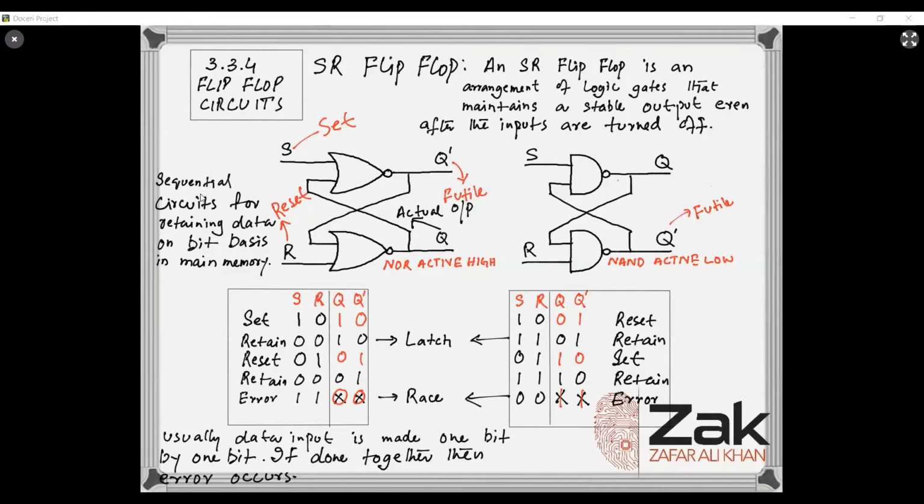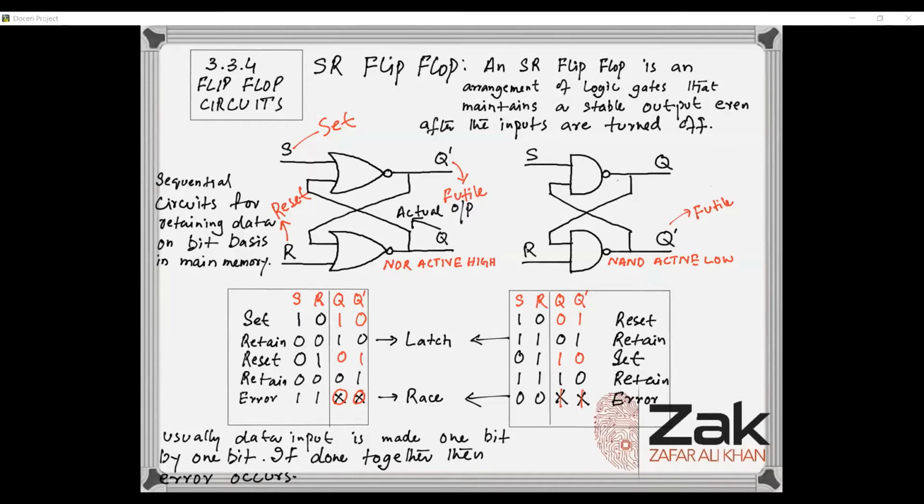Now, sequential circuits retain data on a bit basis in memory. SR, and we are studying NOR-based SR. Once you put 1 in S and there is 0 in R, you then have to retain the data. You have to latch it, latch. कुंडी लगा के बंद कर देना है उस data को. ये इस तरह नहीं होता. S would not continue. S would be just once one, and then it would discontinue.